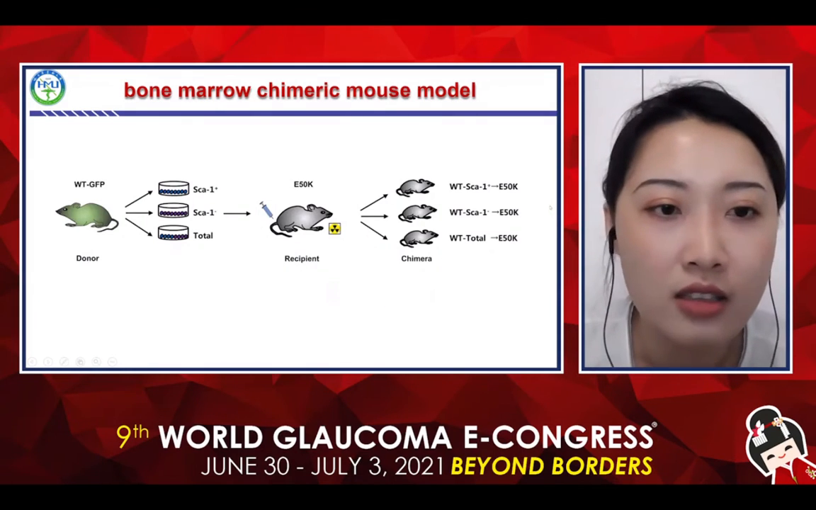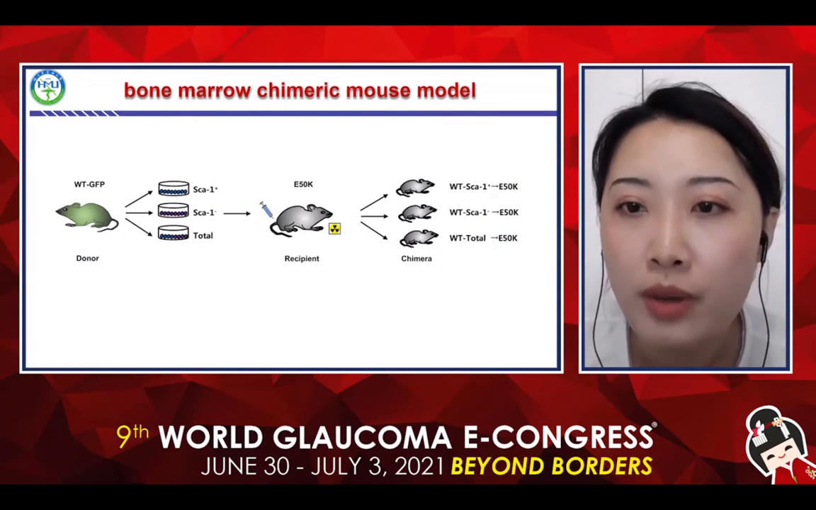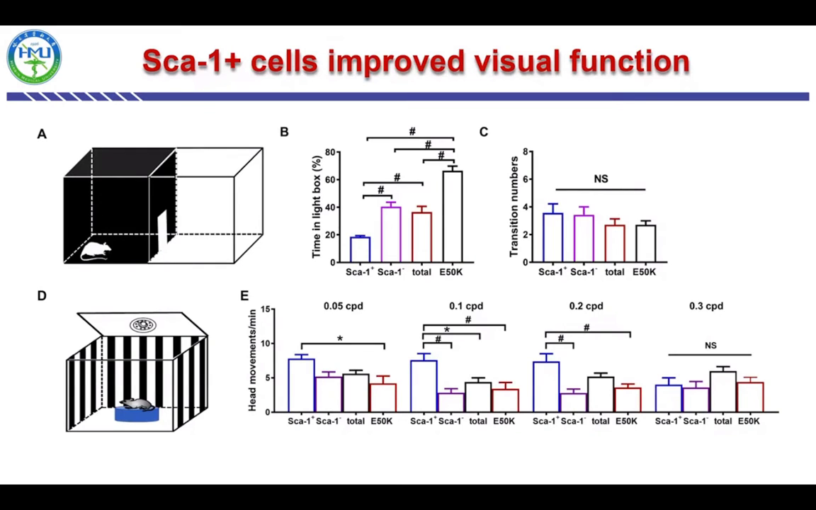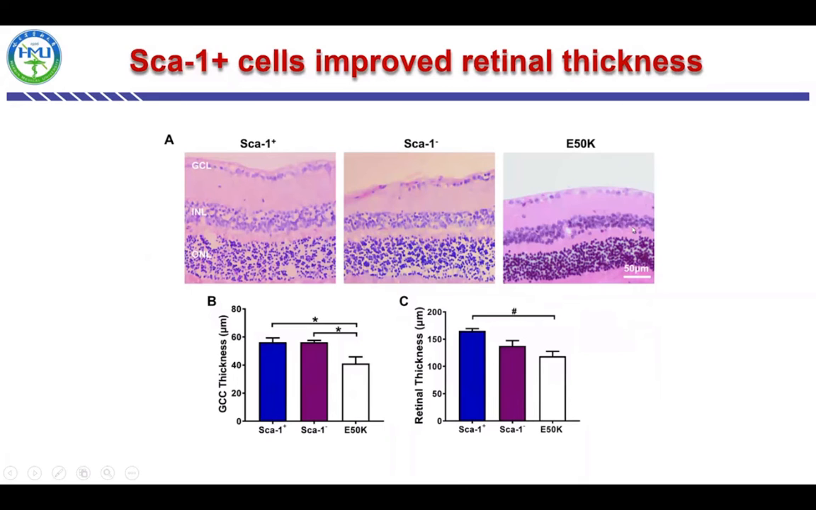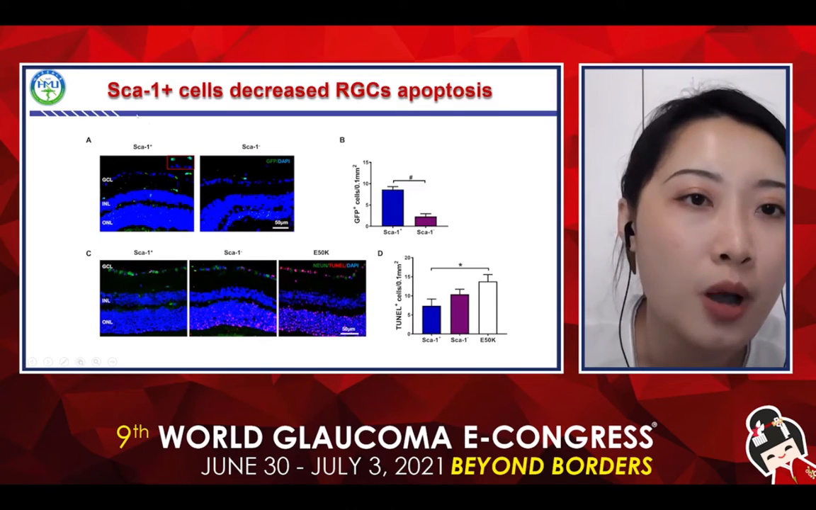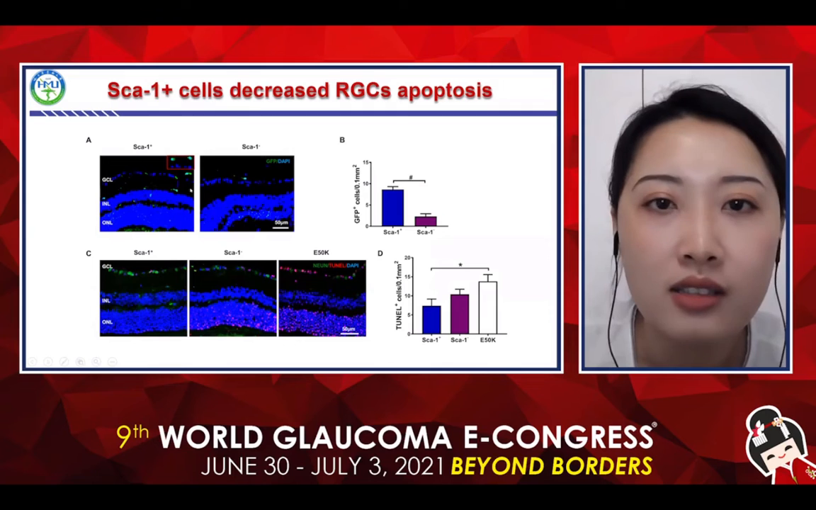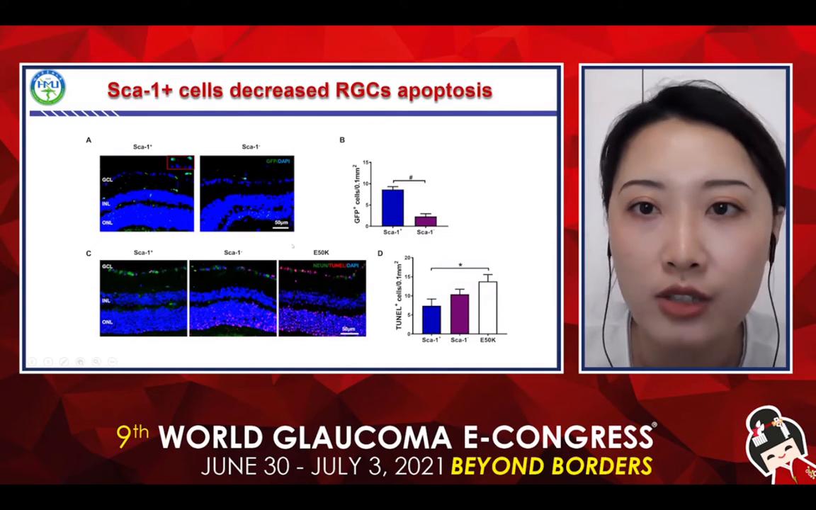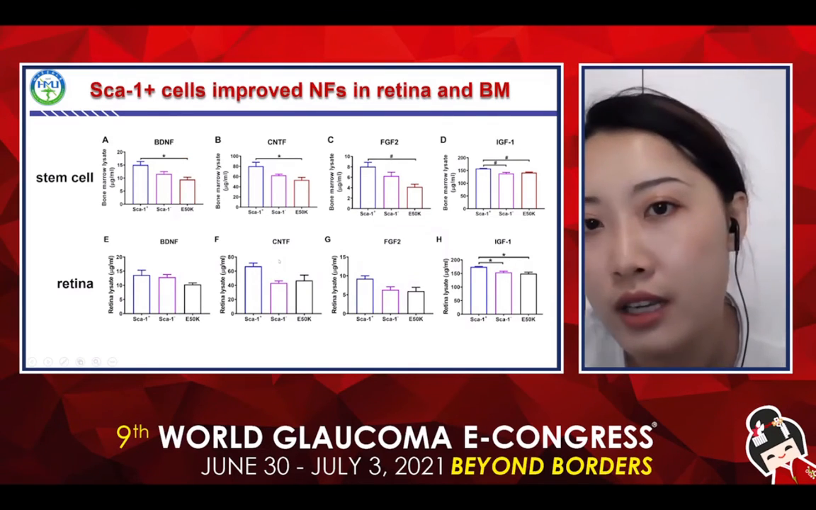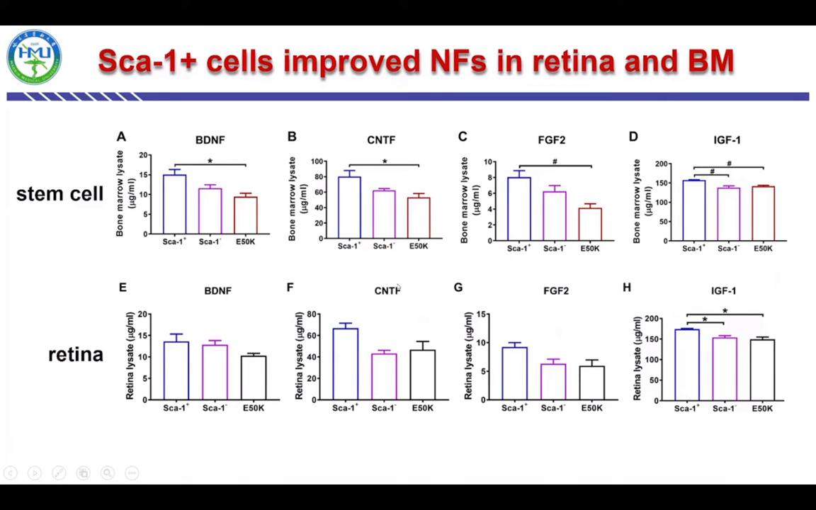So to further test the efficacy of stem cell therapy, we made a bone marrow chimeric mouse model. After stem cell therapy, the Sca-1 positive cells significantly improved the visual function of E50K mice, and also improved the retinal thickness. Importantly, we can see that more Sca-1 positive cells home to the retina, and they also decrease the apoptosis of RGCs in vivo. Further results suggest that the upregulated neurotrophic factor expression was involved in this improvement.